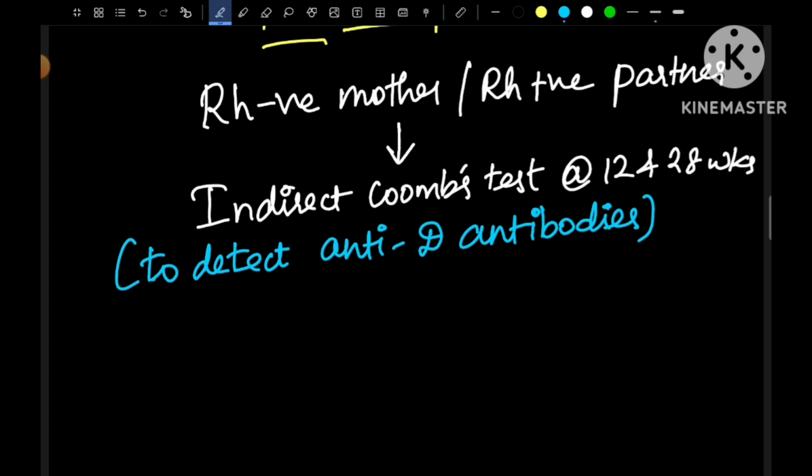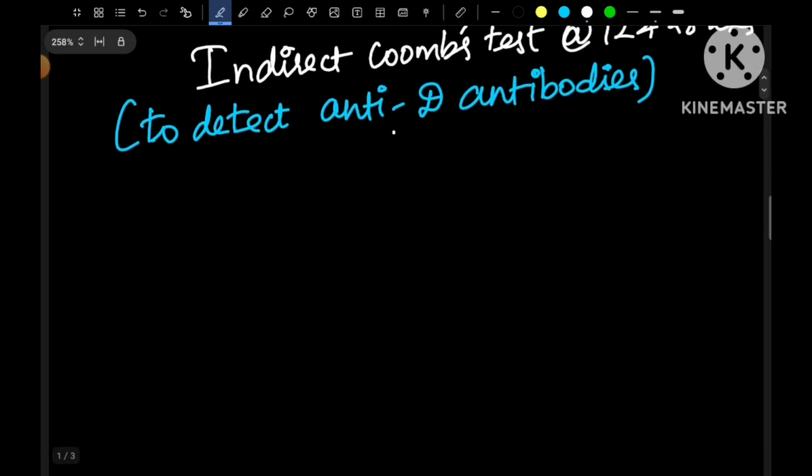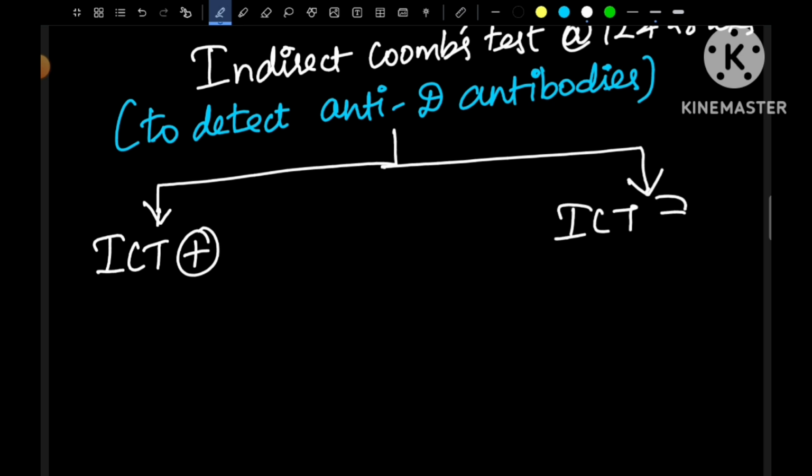What is this Coombs test done for? It is to detect anti-D antibodies. Okay. So if the ICT becomes positive or if the ICT becomes negative, what should we do? I am writing it in a little hurry so that I can complete it quickly. So my handwriting becomes a little bit bad sometimes. So forgive me for that.